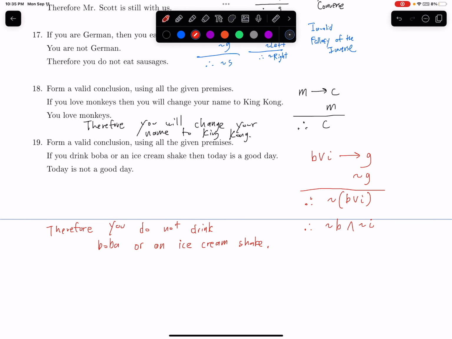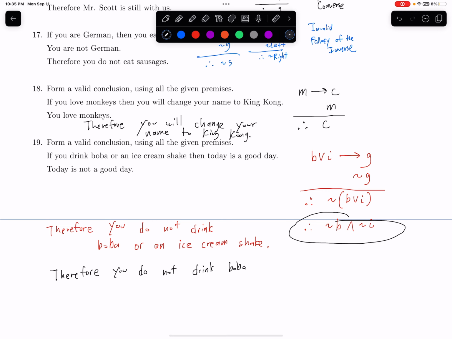Now, what does that really mean, though? So an equivalent way of writing that, let's say this one is in black. We're going to translate that one. They both mean the same thing. You can use either one. Either one's correct. Therefore, you do not drink boba, and you do not drink an ice cream shake.